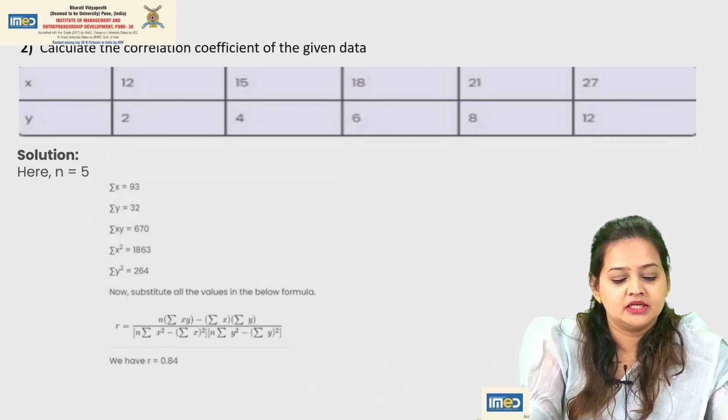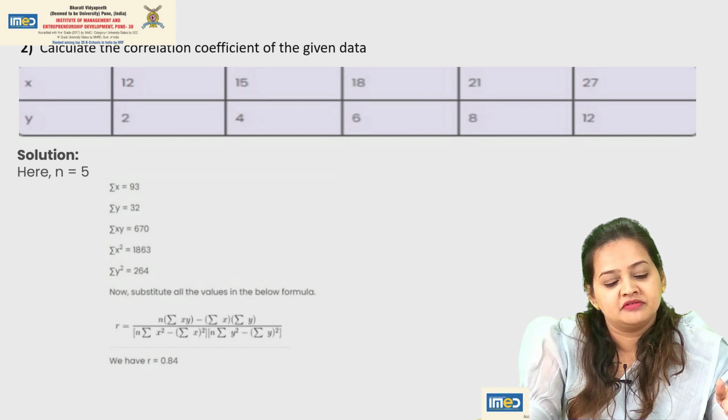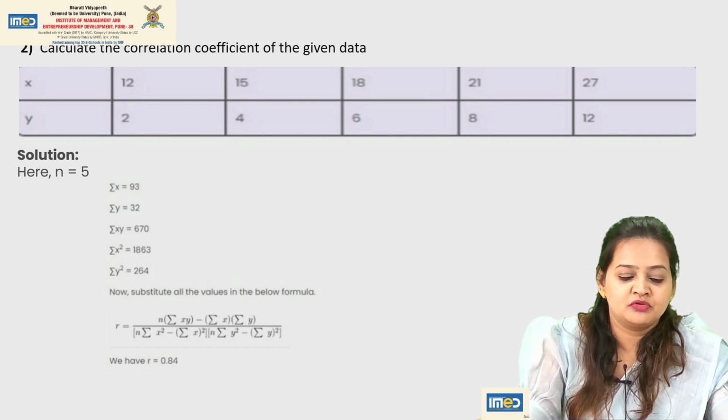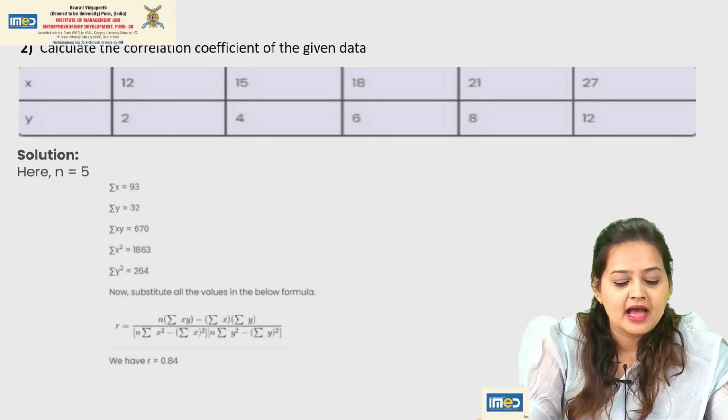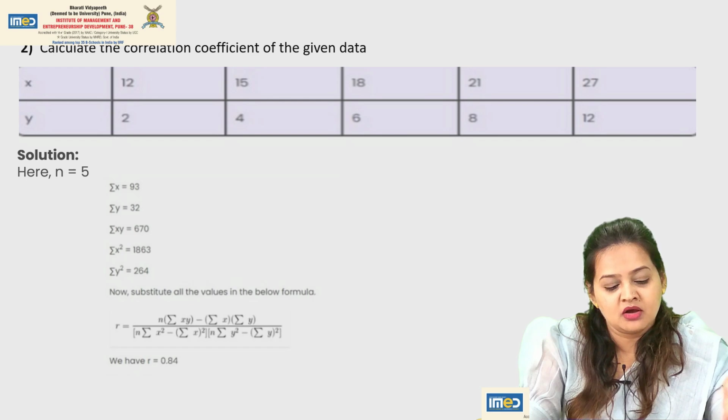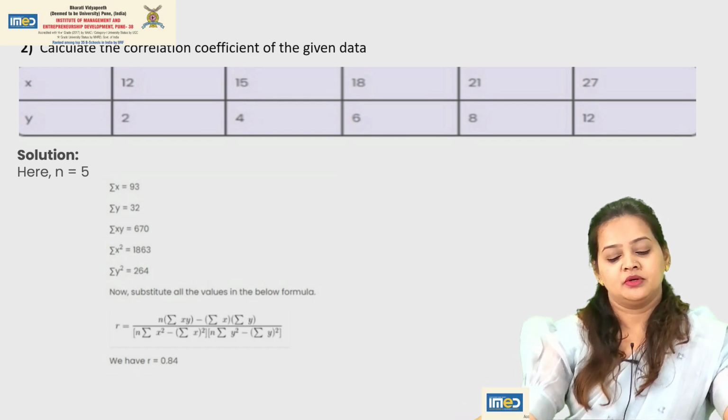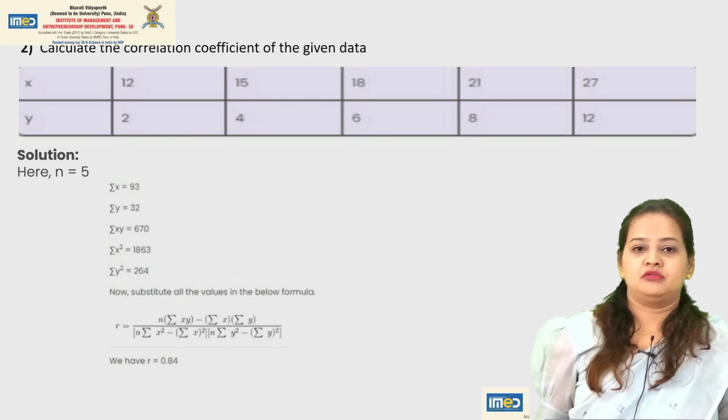Next, you have the calculation of the correlation coefficient. Again, for the given data, we are going to substitute the values of x, we are going to substitute the values of y. Again, over here n is equal to 5, and you have put it into the formula of Karl Pearson's correlation coefficient. Over here, what value you are getting is r is equal to 0.84.